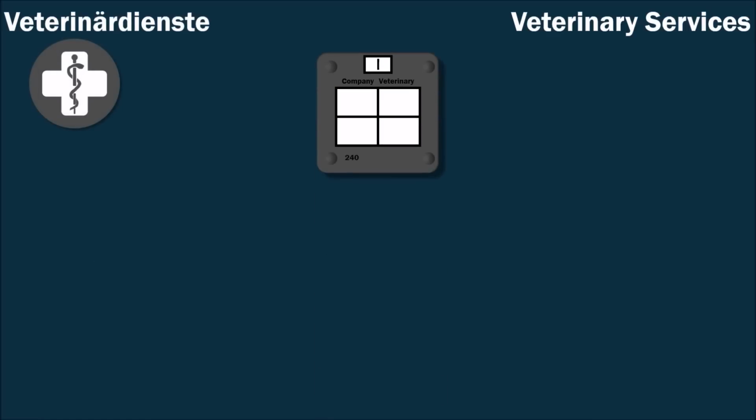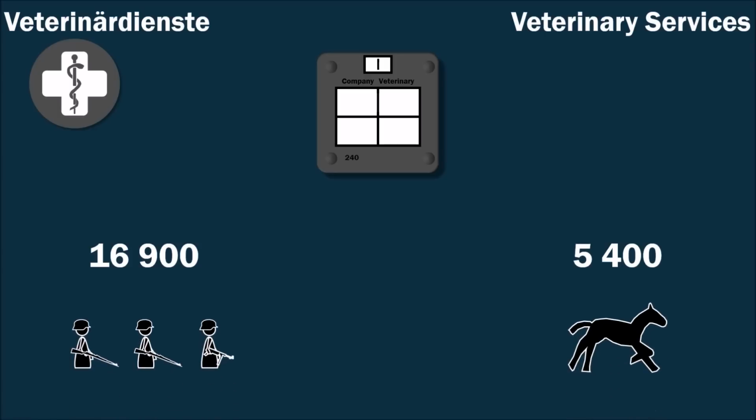Now you probably ask, a whole company for veterinaries? That's a lot. Actually, that's not a lot. If you consider about 16,900 men served in an infantry division with about 5,400 horses. Basically for every horse you have a little bit more than 3 soldiers. This gives you also a good impression about the limited amount of motorization in the German army.